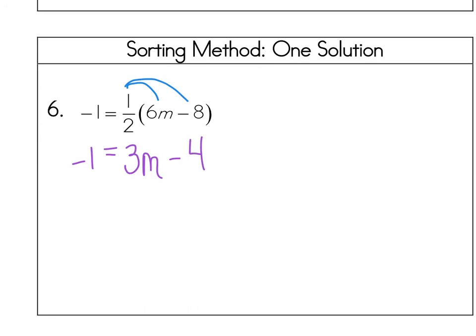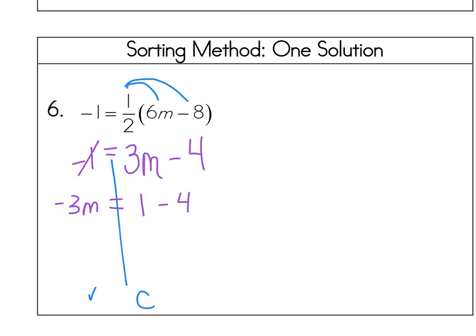Now we are going to sort. Remember, variables, constants. What do you think about that negative 1? Do you want him to stay or go? I hope that you're saying make him go. Move him to the other side and make him positive, or her. And then that 3m is on the constant side. Move it on over to the variable side. You got it. Make it negative 3m. And bring down that negative 4 because it is a constant.